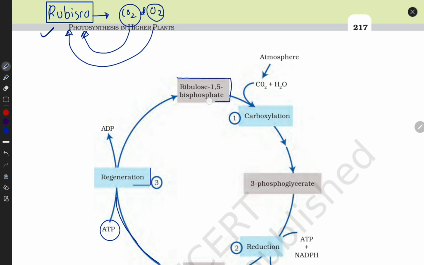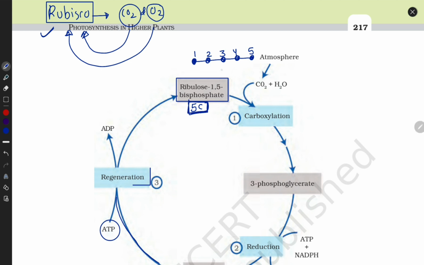RuBP, guys. This product is a 5 carbon product. I'm drawing here. This is the 5 carbon product: this is the 1 carbon, this is the 2 carbon, 3, 4 and 5. Are you clear with this? I hope this is clear. RuBP, ribulose 1,5-bisphosphate, is a 5 carbon product. Is it clear? Now this step is clear.